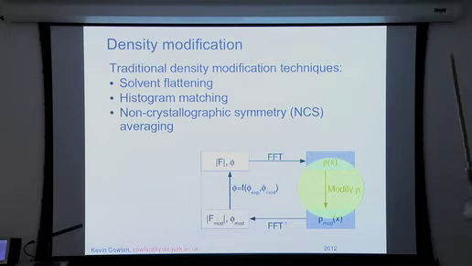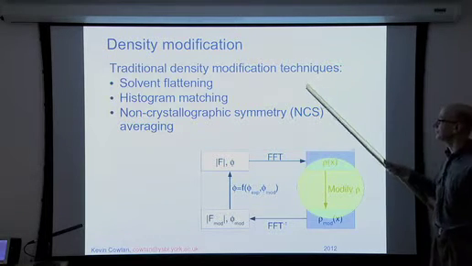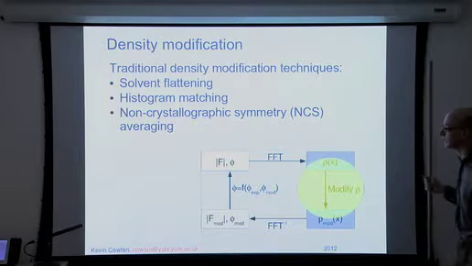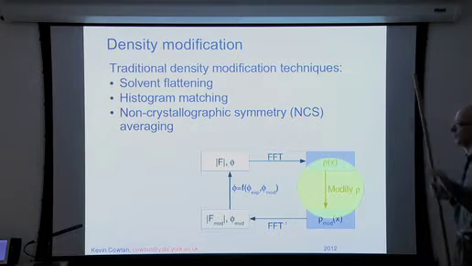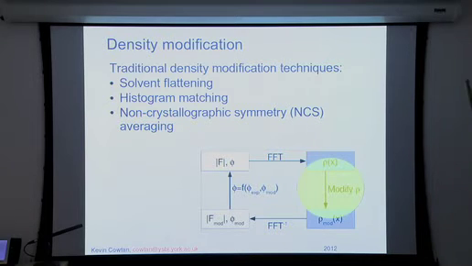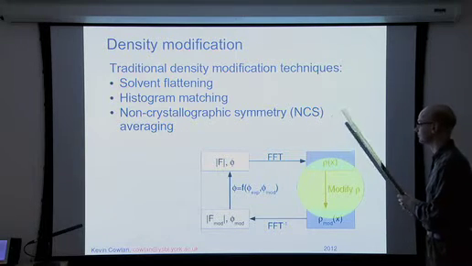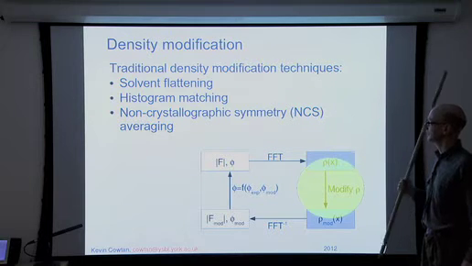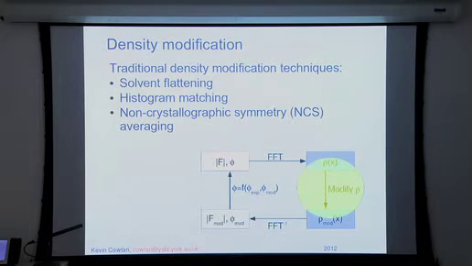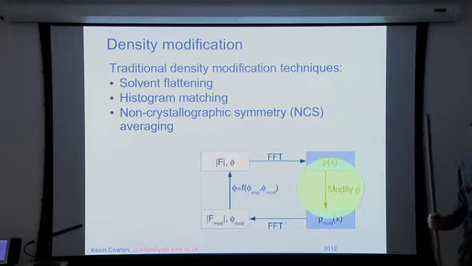So there are three very widely used techniques which have proved successful and widely applicable over time. There's been a few more experimented with, but none have been as effective as these. The first is solvent flattening, second is histogram matching, and the third is non-crystallographic symmetry averaging. The aim of all of these is to go from an initial electron density map to one which is more realistic.